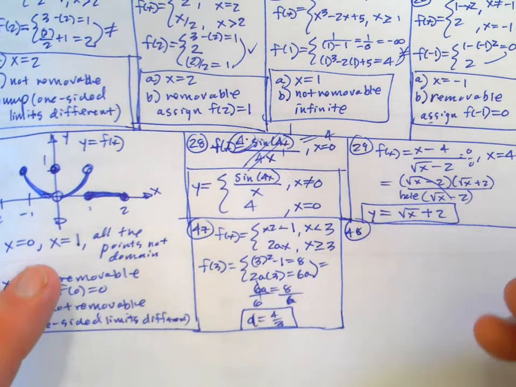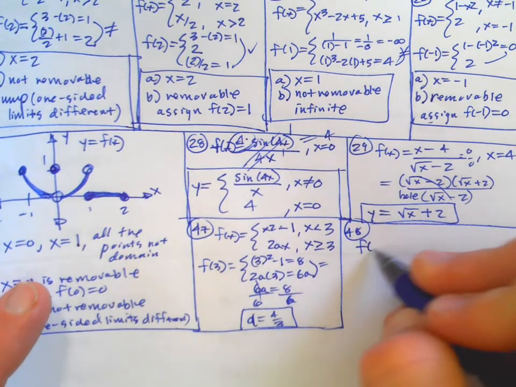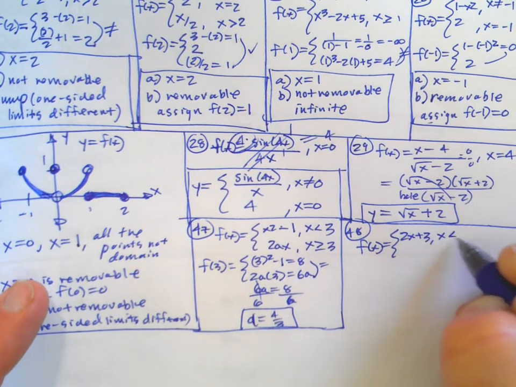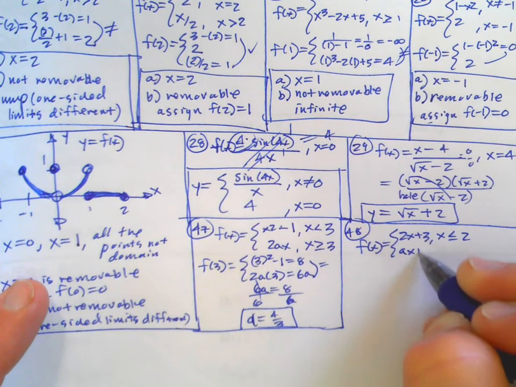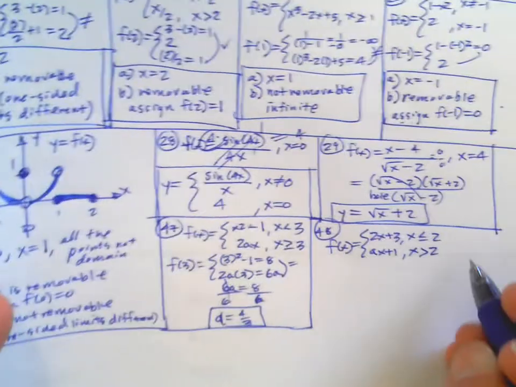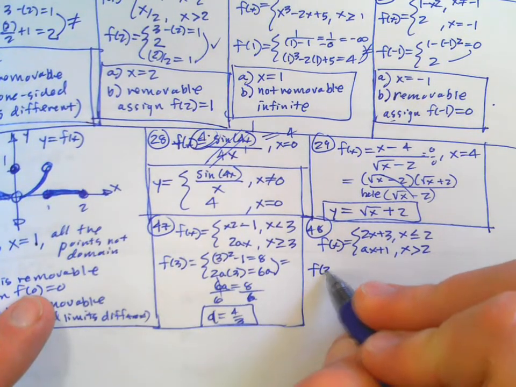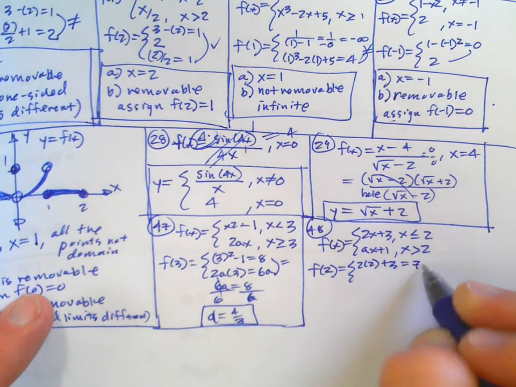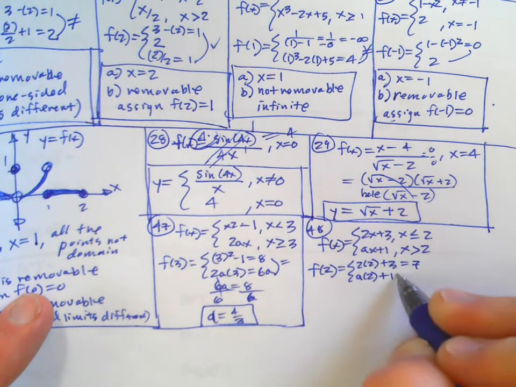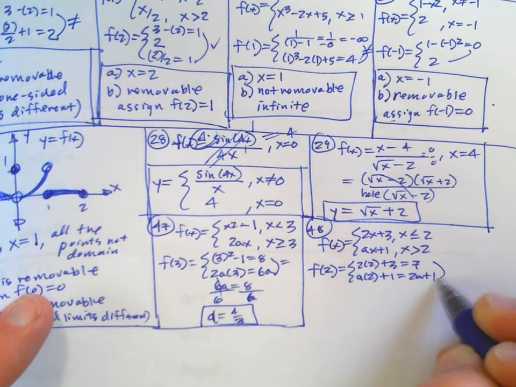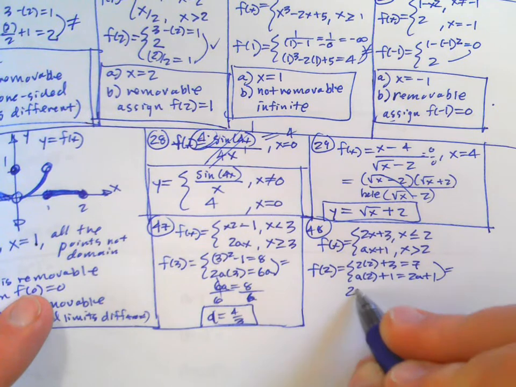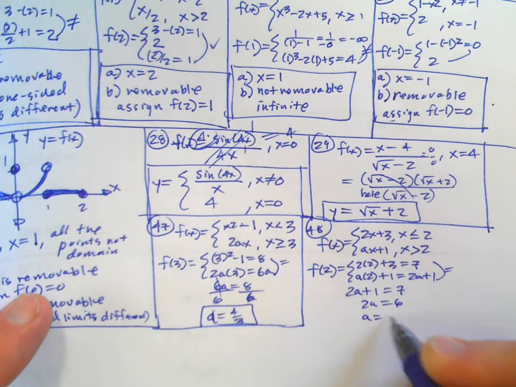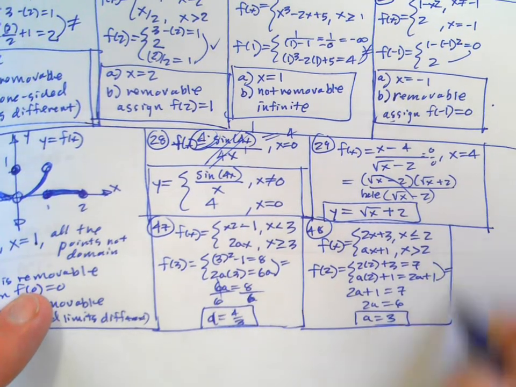48, find the value of a so the function is continuous. Same kind of problem. So 2x plus 3 for x less than or equal to 2, and ax plus 1 for x greater than 2. I'm going to do the same kind of thing. I plug 2 in and get 7, and plug 2 in and get the other. Then these should be equal to each other, so I set them equal. Subtract 1 from both sides. Divide both sides by 2. a equals 3. Okay.